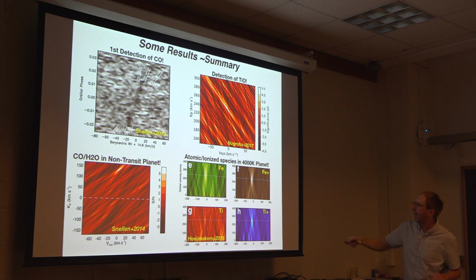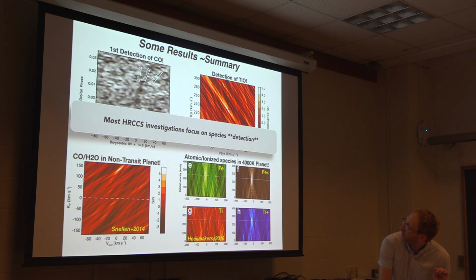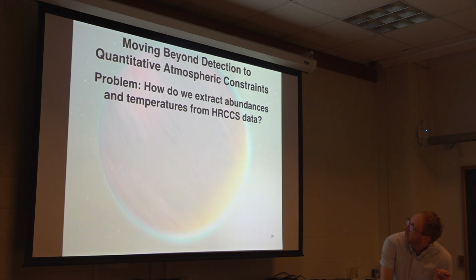atomic iron and some of the ionized species in this basically star planet, Kelt 9b. So this technique is very powerful through this cross-correlation template mapping for detecting species, detecting absorbers in an atmosphere. So I'm going to skip through this.